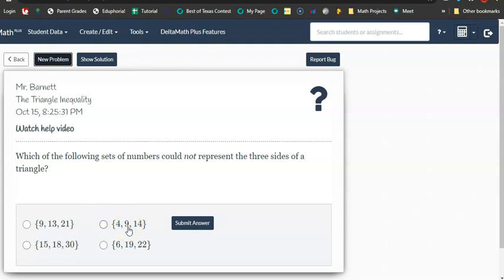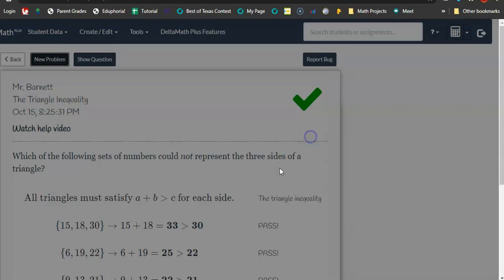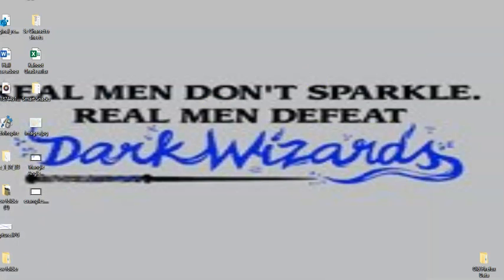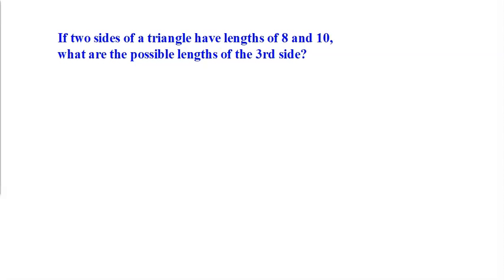4 plus 9 is 13. 13 is not more than 14, so that's no good. And 6 plus 19 is 25. 25 is more than 22, so this one's a triangle, and we'll submit it. There it is. Okay, so here's another problem we may see with this.